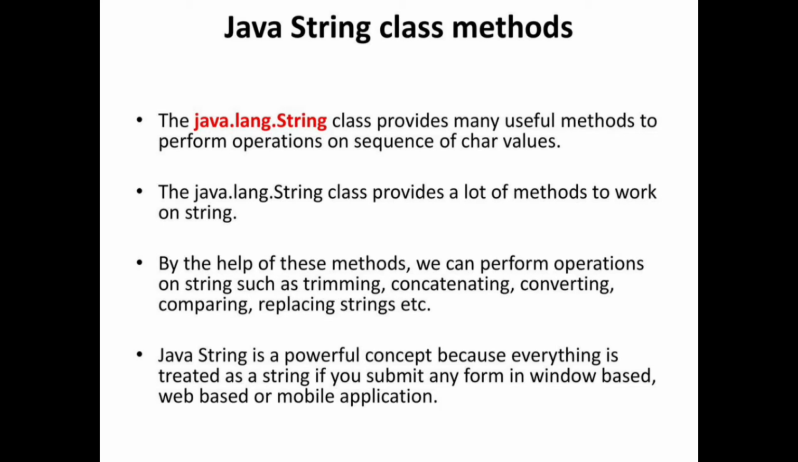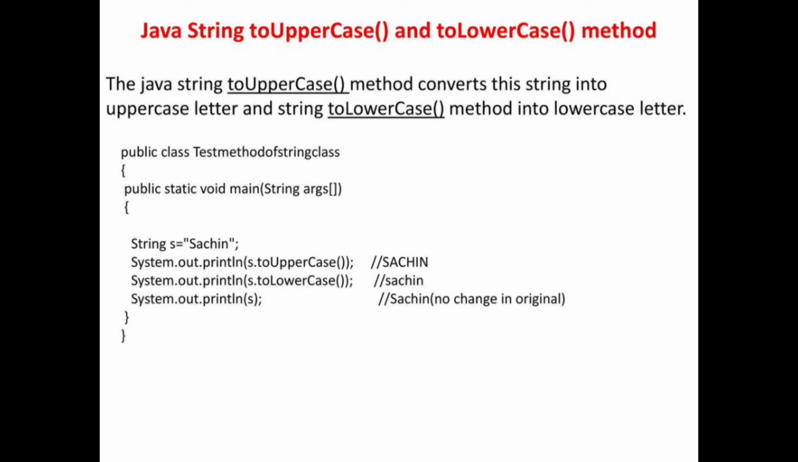etc. Java string is a powerful concept because everything is treated as a string if you submit any form in a window-based, web-based or mobile application. Java string toUpperCase and toLowerCase methods. The Java string is converted to uppercase or lowercase using the toUpperCase or toLowerCase method. The toUpperCase method converts into uppercase letters, and the toLowerCase method converts into lowercase letters.